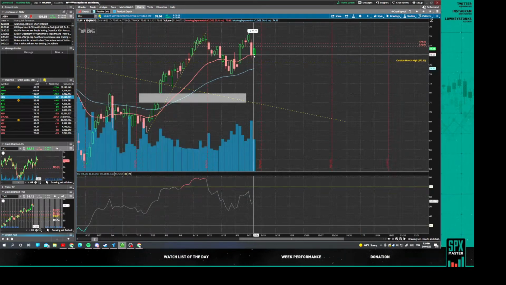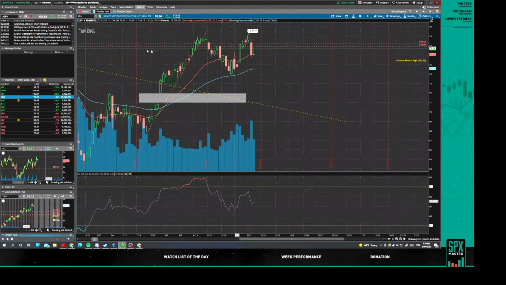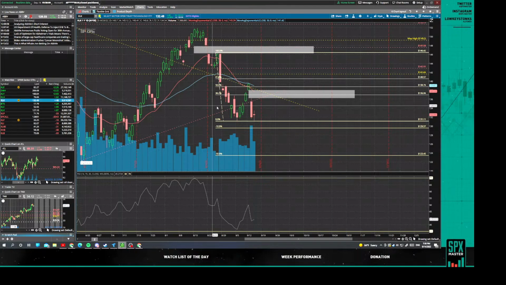XLU hanging above the 20, a little bit bullish, inside candle. A break will bring it up to this high. So we'll watch utilities. It's not a big sector.